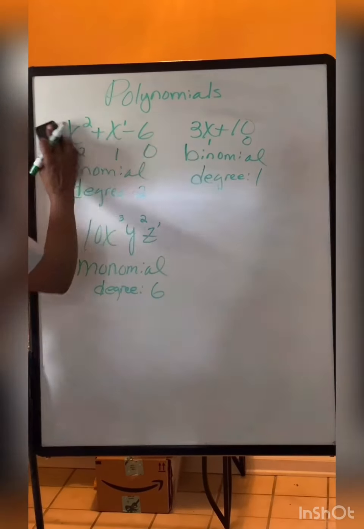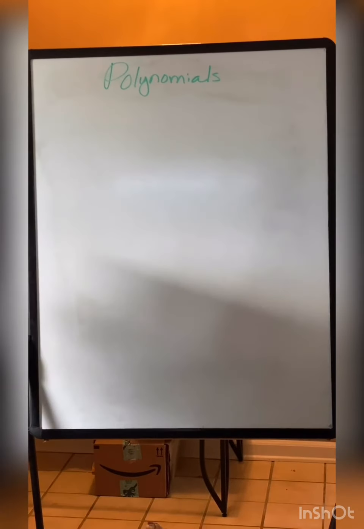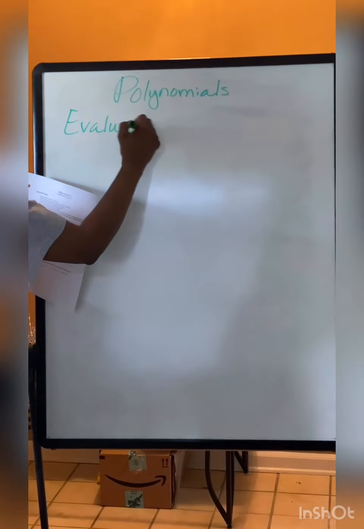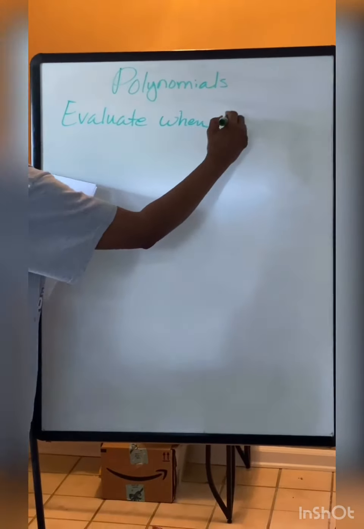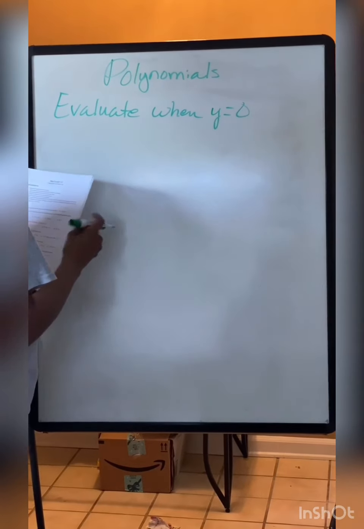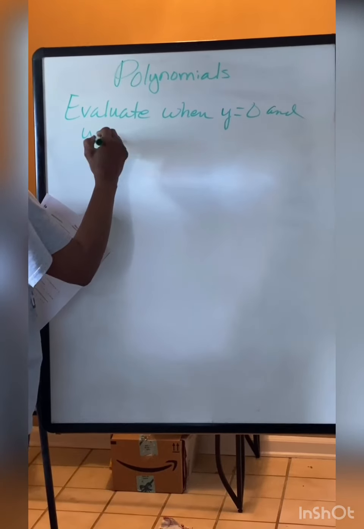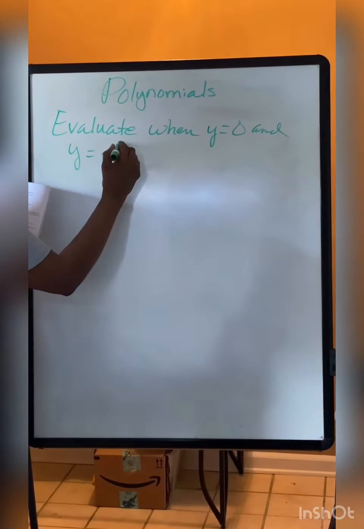In the next part of the lesson, we're going to evaluate some polynomials, okay? So let's evaluate when y equals 0 and y equals a negative 4. I'm sorry, let's change that to a negative 2.